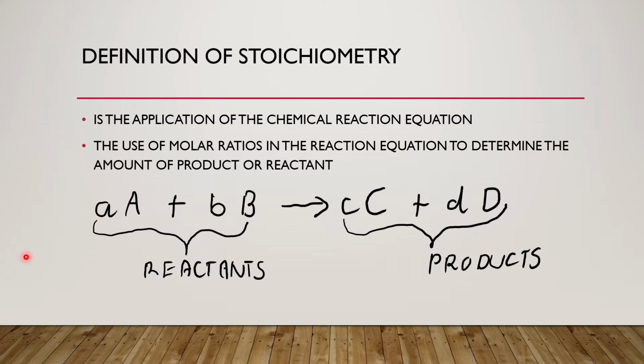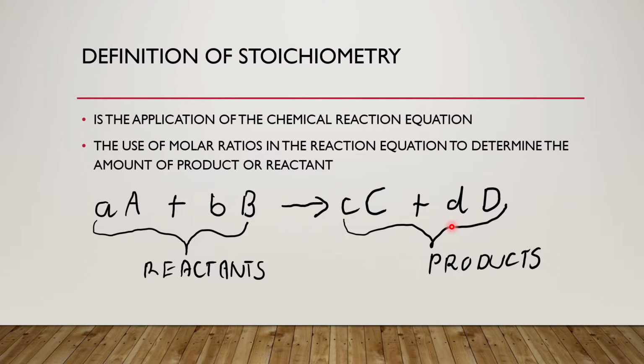Now, stoichiometry is the application of the chemical reaction equation. So you can see here I've got a chemical reaction equation that just shows us the reactants and the products. The products and the reactants have got coefficients as well. We call these molar ratios. So it is the use of molar ratios in the reaction equation to determine the amount of product or reactant. So this is what we use.